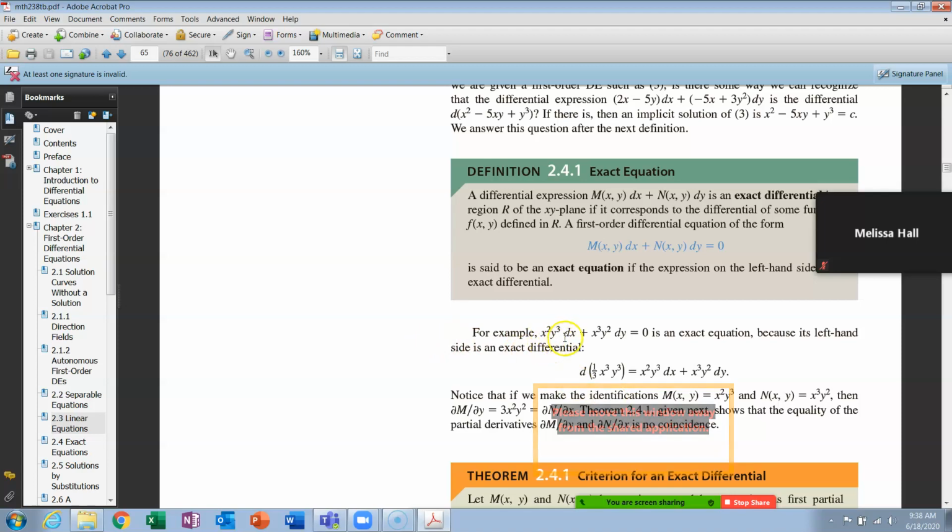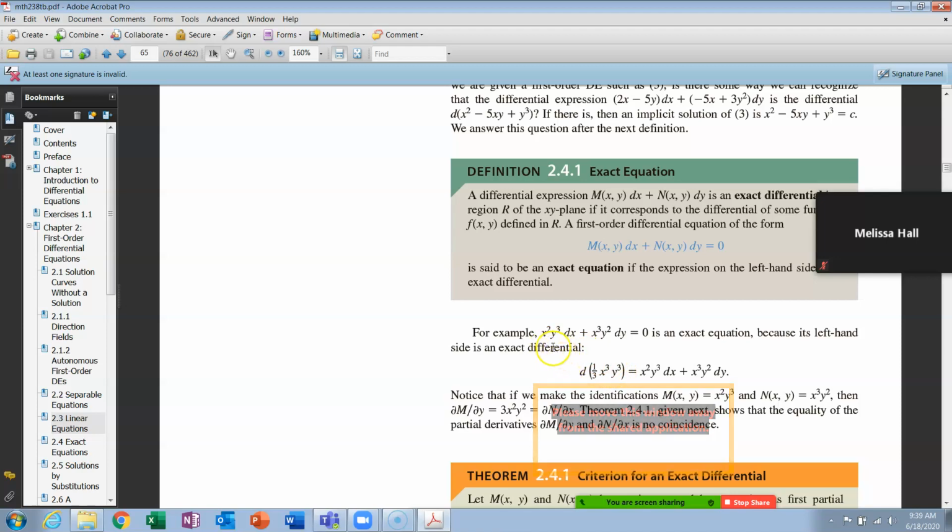x squared y cubed dx plus y cubed x squared dy equals 0. Is that an exact equation? It certainly seems to have a certain type of symmetry, but let's see. They say it is, because the left-hand side over here is exactly the derivative of 1/3 x cubed y cubed.